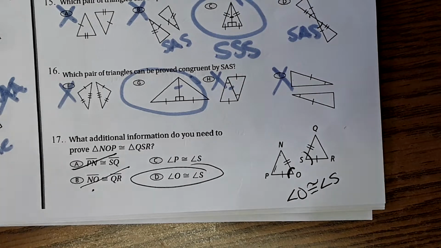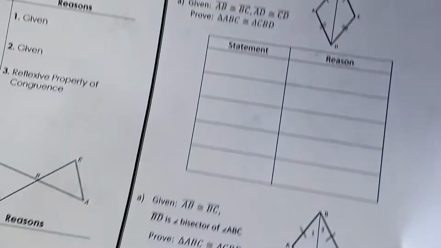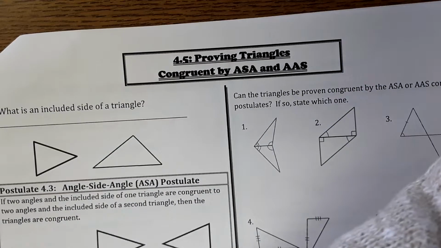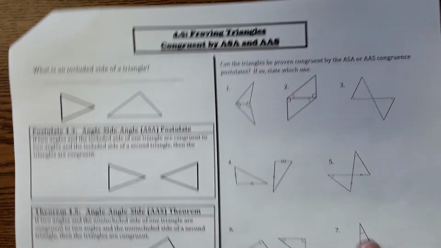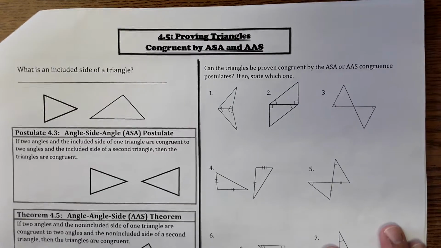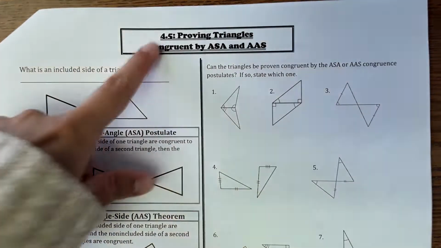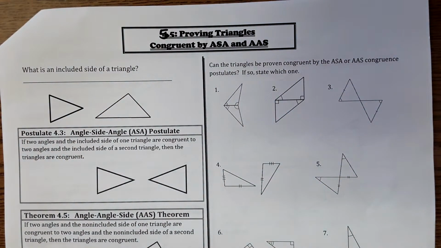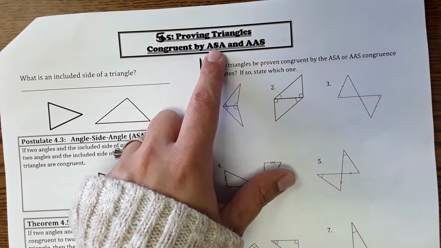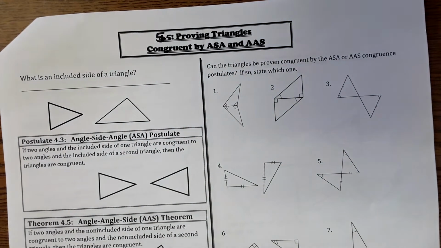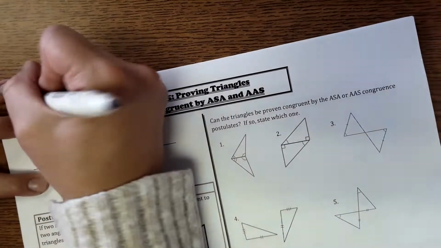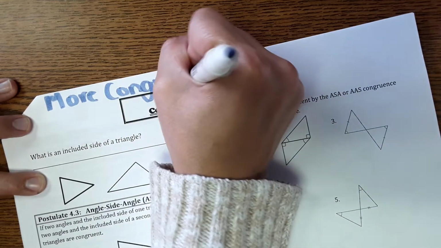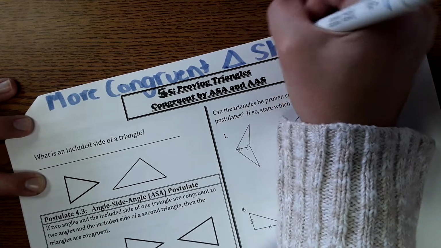Okay, we're not done. We have one more page. Like I said, we're doing proofs tomorrow, so we'll fill in all the proofs tomorrow. But as far as concepts, there's 2 more ways, 2 more shortcuts. Okay, so here's 4.5, which is actually 5.5 in our new textbook. And we're going to continue, but now we'll have angle, side, angle, and angle, angle, side. So essentially, this is more congruent triangle shortcuts. So just title it more congruent triangle shortcuts.